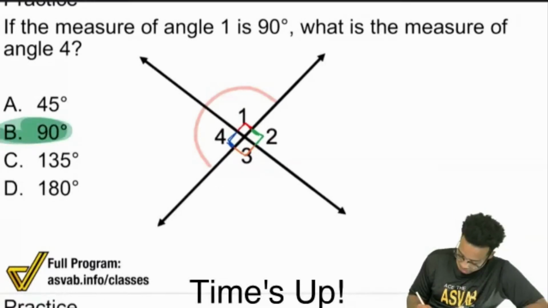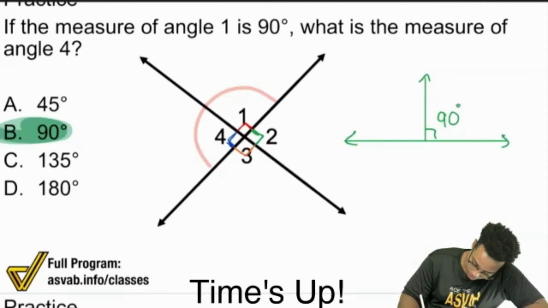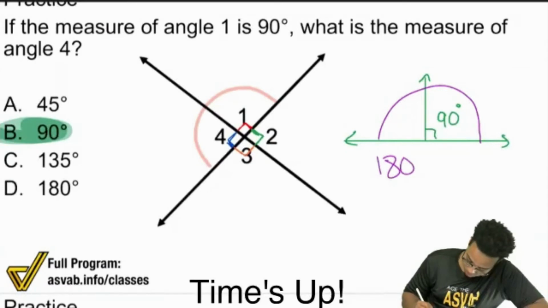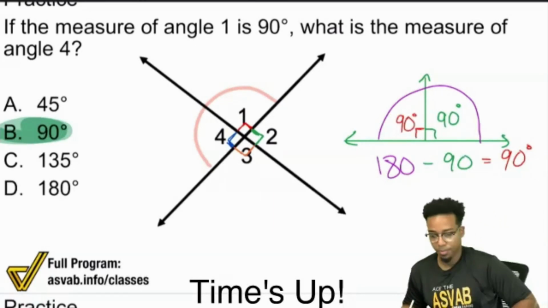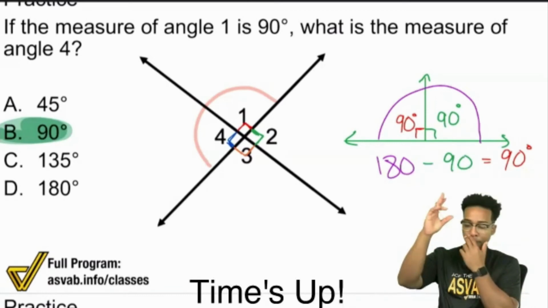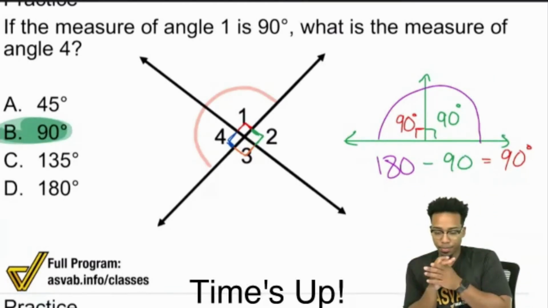So again, the straight lines, so like this, have to add up to 180. So even if this is 90 degrees, if you take the whole 180 minus the 90, you'll get 90, making this right there 90 degrees. So yes or no, everybody, does that make sense for you? Want to make sure we're good there.